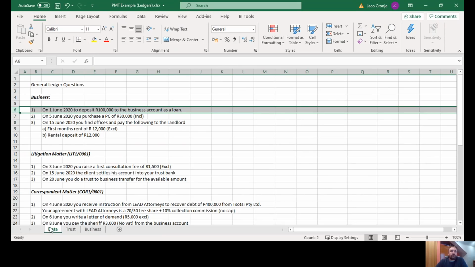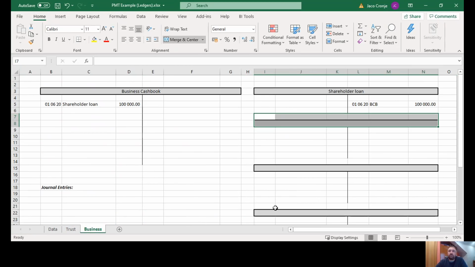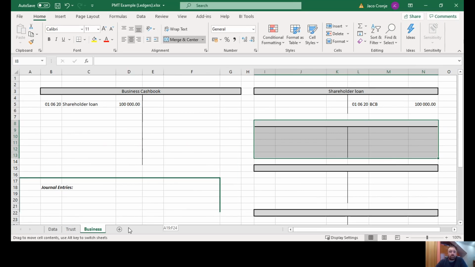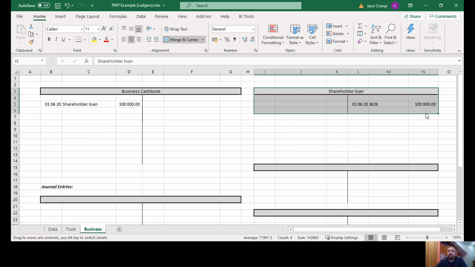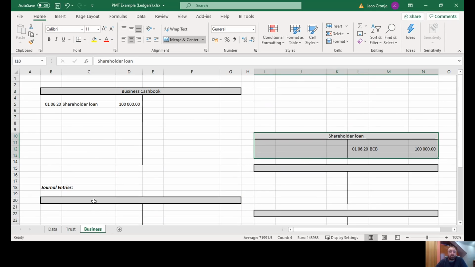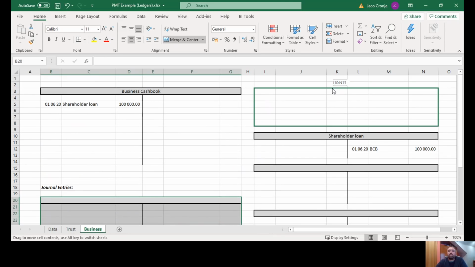Let's look at the next one. The next one says on the 5th of June, you purchase a PC of 30,000 Rand inclusive of VAT. So first question, will that be a business or a trust transaction? Definitely business. I just quickly want to switch these two accounts around because I want my VAT control to be the top one, because we're going to be using that a lot more than the shareholder's loan. So we'll make our VAT control the top account there.